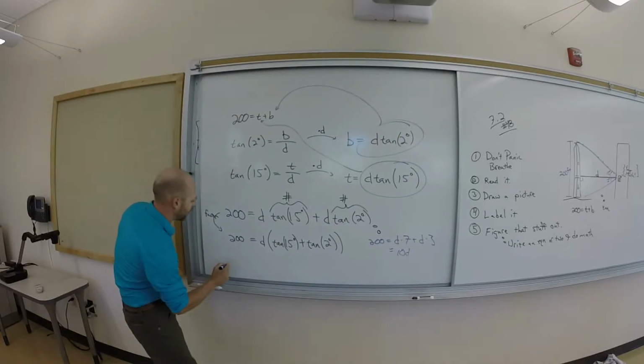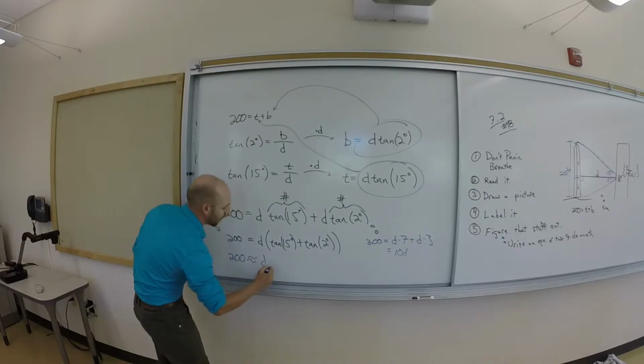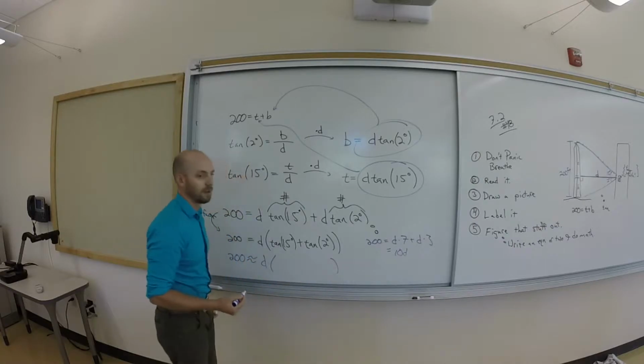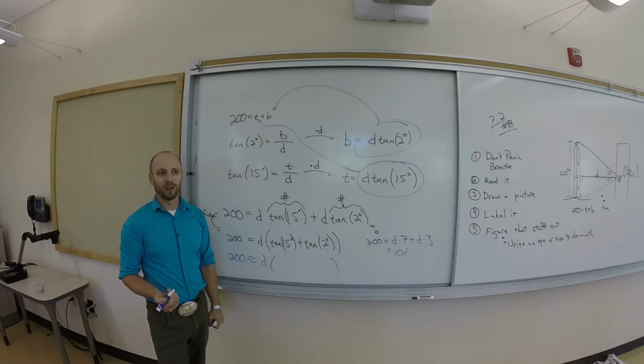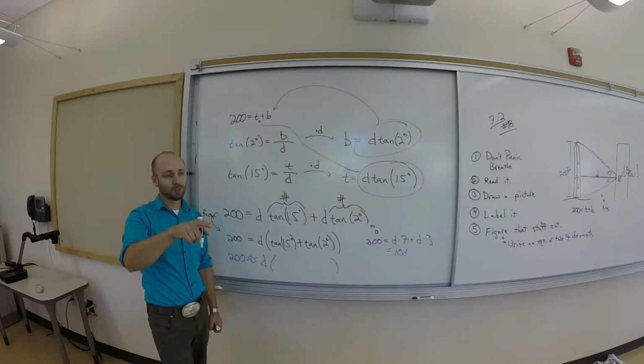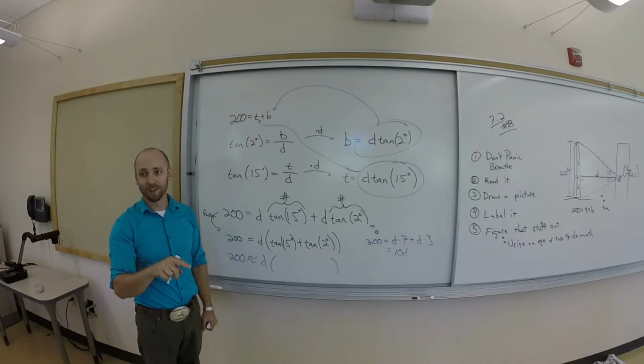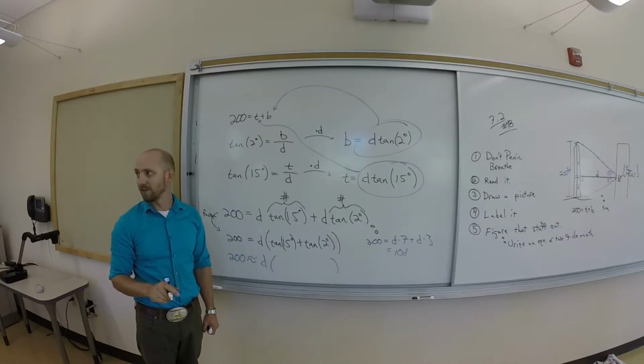So if I go to here, 200 is approximately D times, what's important here? There's one relatively crucial thing here. Order of operations. Good. Order of operations matters. Do the groupings first. And you need to be in degrees on your calculator. Otherwise, this will make no sense at all.